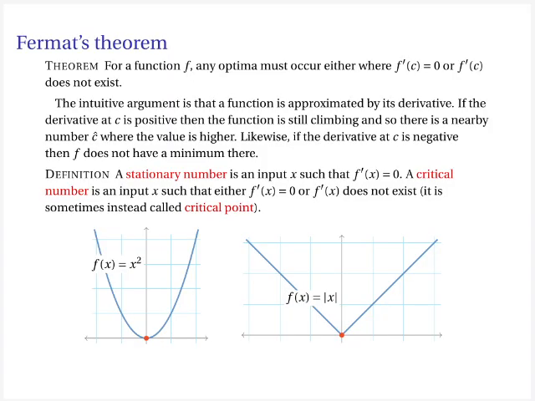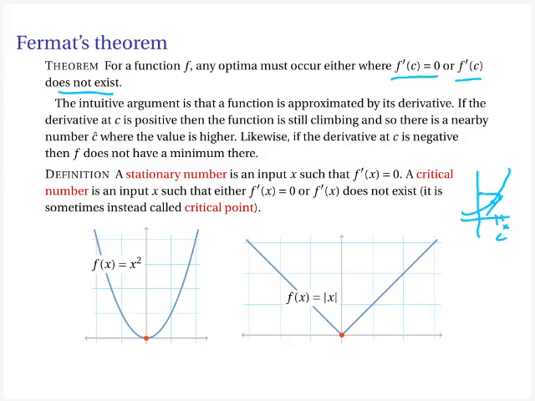Okay, and that observation from the prior slide is called Fermat's theorem. For any function, an optimum must occur where either f prime is equal to 0, that is to say where the graph is neither rising nor falling, or where f prime of c doesn't exist. And I have the two pictures at the bottom of the slide. The intuitive argument here is that a function is approximated by its derivative. If we're at a point lowercase c where the function's derivative is positive, then for x near to c, f of x is a little higher than f of c. So we think that c is not a local maximum.